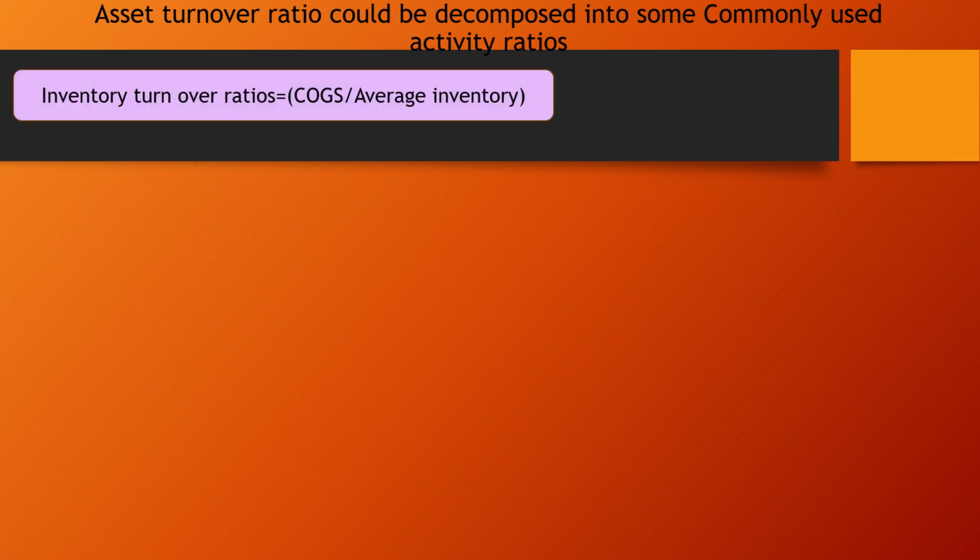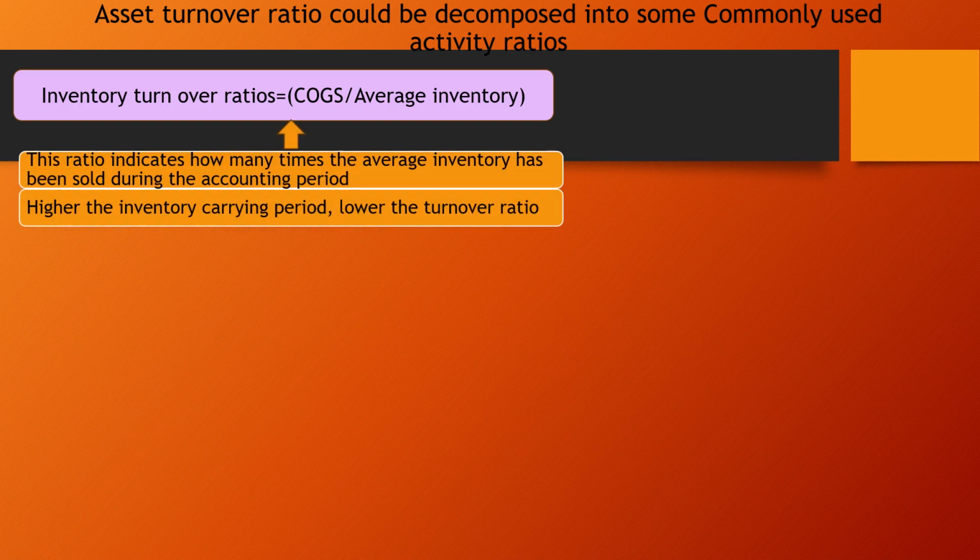Inventory turnover ratios. It is calculated by the formula COGS by the average inventory. This ratio indicates how many times the average inventory has been sold during the accounting period. Higher the inventory carrying period, lower is the turnover ratio.